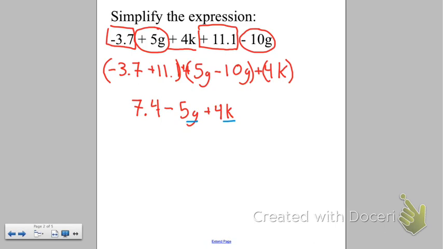And when you have multiple variables, there's no set order. So this could be a correct answer, or we could rewrite it in a different order to give us the same answer. Any order that you write it in would be correct.